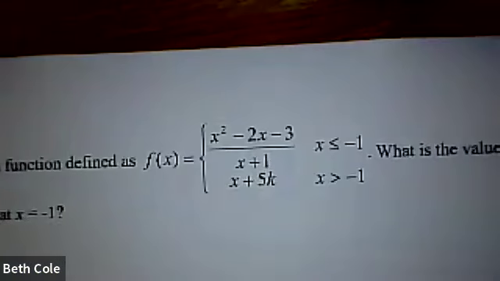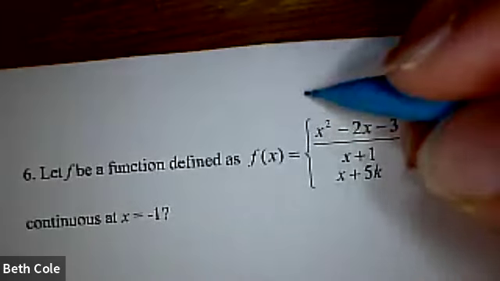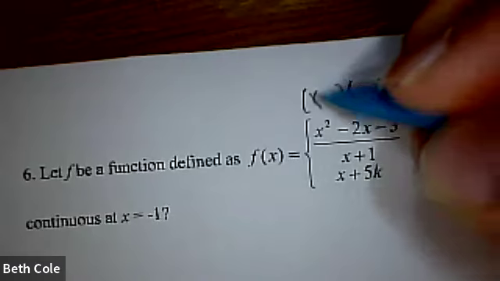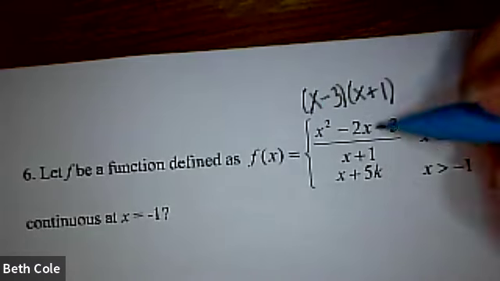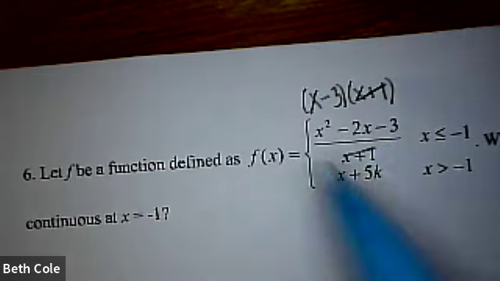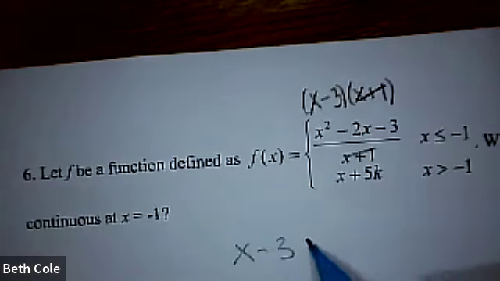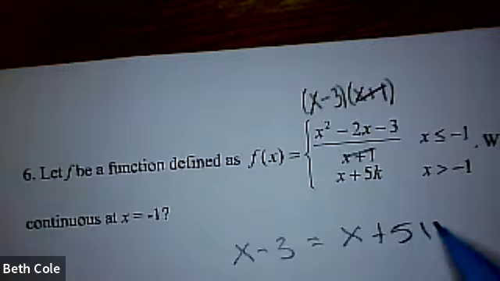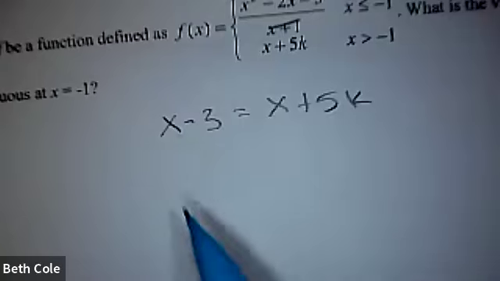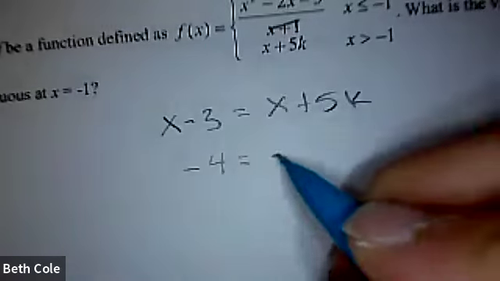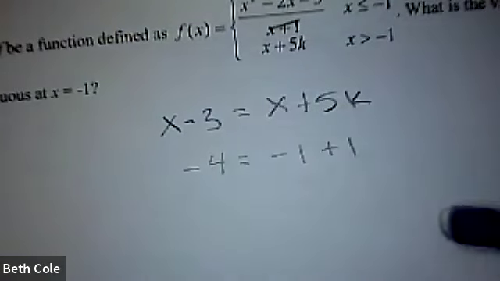All right, piecewise function. What is the value of k that makes the function continuous? First thing we're going to need to do is factor and cancel out here. So this is going to split x minus 3, x plus 1, and our x plus 1s are going to cancel. If we want this to be continuous, we're going to set the two parts equal. So I'm going to have x minus 3 equals x plus 5k. And then we're going to plug in -1 for x. If I plug in -1 for x over here, that's going to give us -4. And over here, it'll be -1 plus 5k.